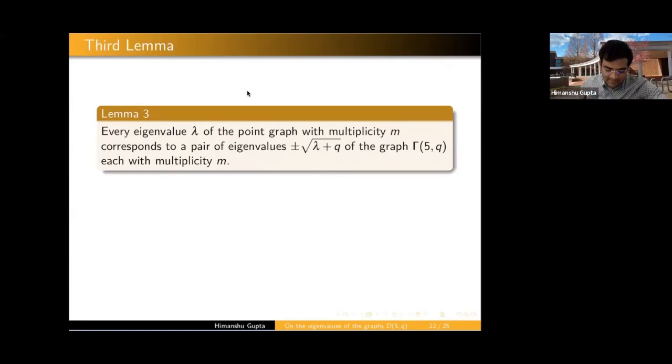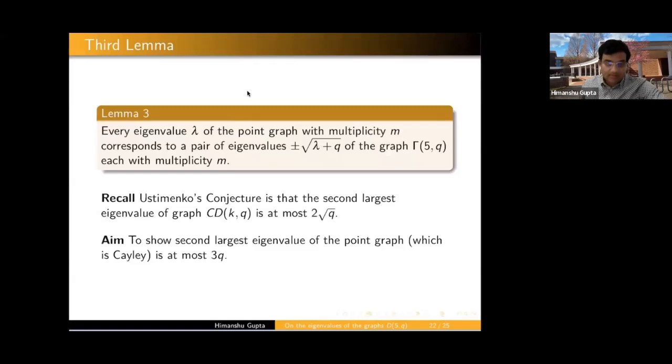This lemma says that every eigenvalue lambda of the point graph with multiplicity m corresponds to a pair of eigenvalues, plus or minus the square root of lambda plus q, of the graph Gamma_5(q). So if I find the spectrum of the point graph, I can find the spectrum of the original graph. This just follows by counting walks of length 2 and the observation that Gamma_5(q) does not contain a cycle of length 4. Then we just write the adjacency matrix, its square, and the adjacency matrix of the point graph.